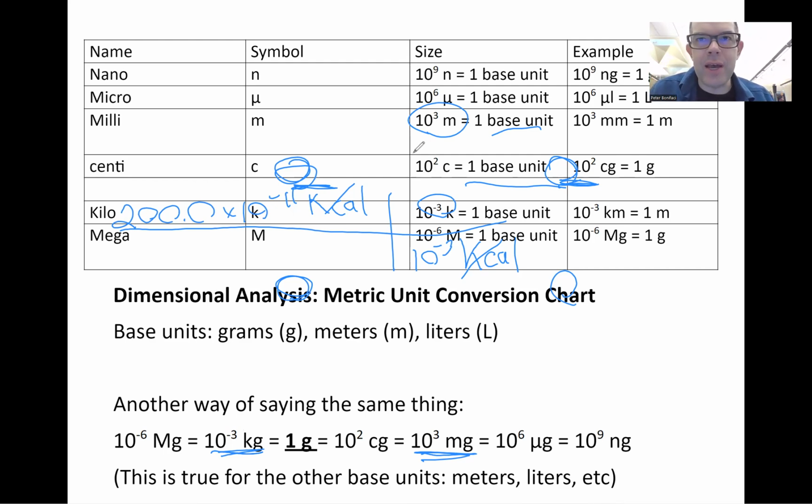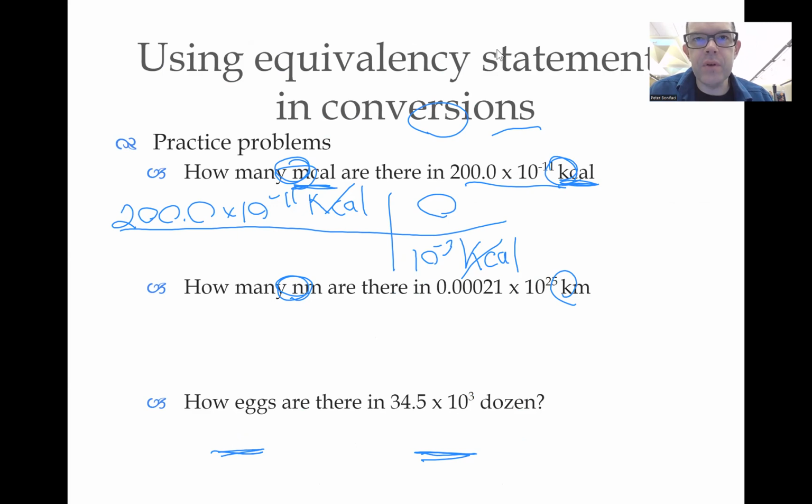Let's take a look at that. So what that means is you can go straight from kilocalories to mcals. What you do is you look up kilo, 10 to the minus 3, and you look up milli, and milli is 10 to the positive 3. Then you can just enter it straight in your calculator. You don't need to go to the middle unit along the way.